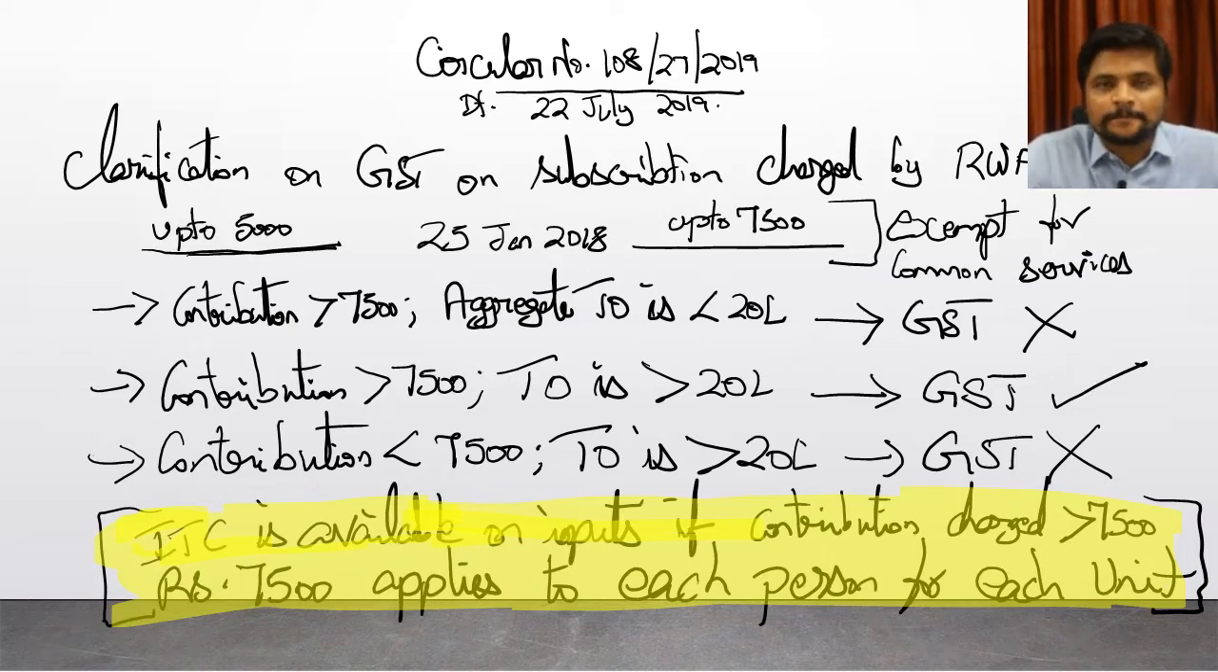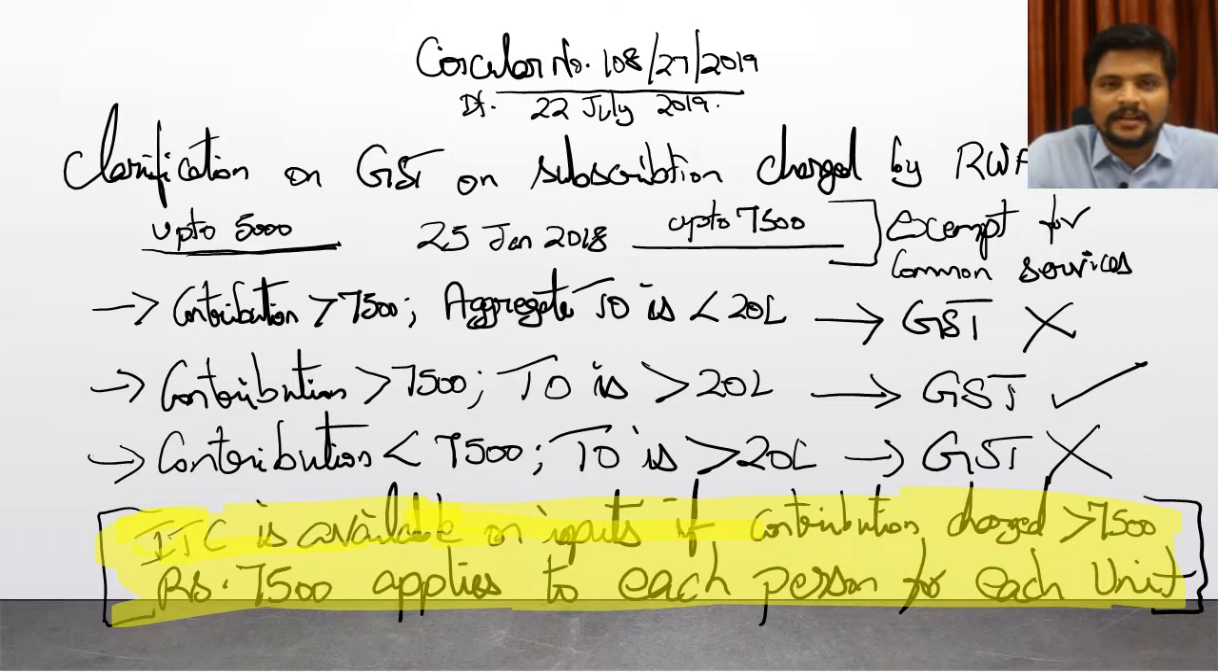Then the next question: if a person is holding 2 residential units in a single building, will the maintenance charges be considered for a single unit, or will it be charged for each unit separately? If a single person is holding 2 units, then whether the maintenance charges paid in respect of both units have to be considered together, or each and every unit has to be considered separately. That is the question here.